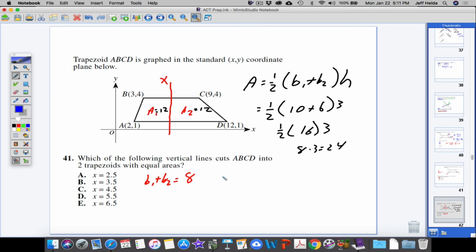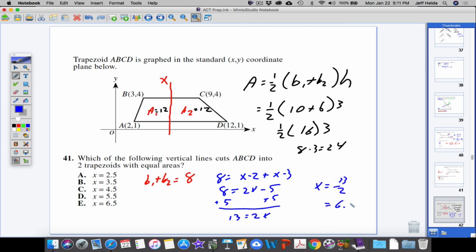So, let me go to blue here. So 8 is going to equal x minus 2 plus x minus 3. 8 is equal to 2x minus 5. Add 5 to each side. 13 is equal to 2x. X is equal to 13 divided by 2, or 6.5. So this way the calculations are much faster.